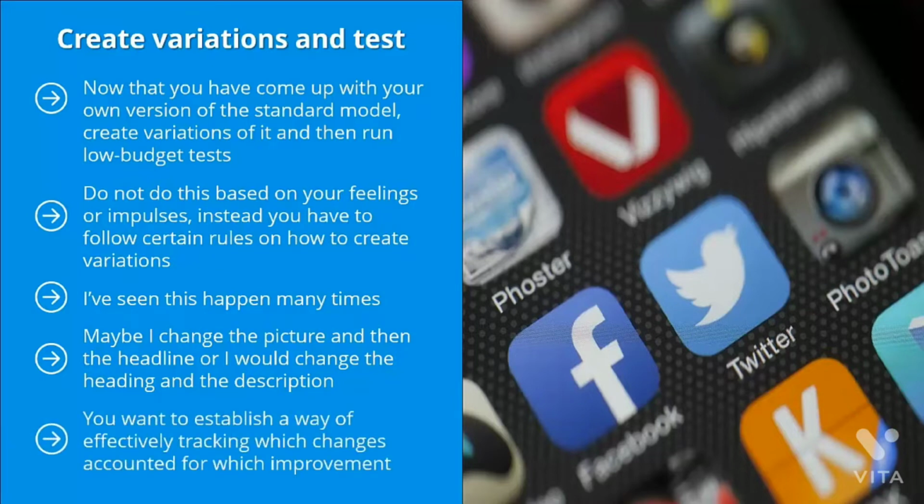You want to establish a way of effectively tracking which changes accounted for which improvement. By using this method, you can optimize parts that work to reach peak convertibility and then work on the other elements of the ad that could use some improvement. However, you have to do this in a systematic way.